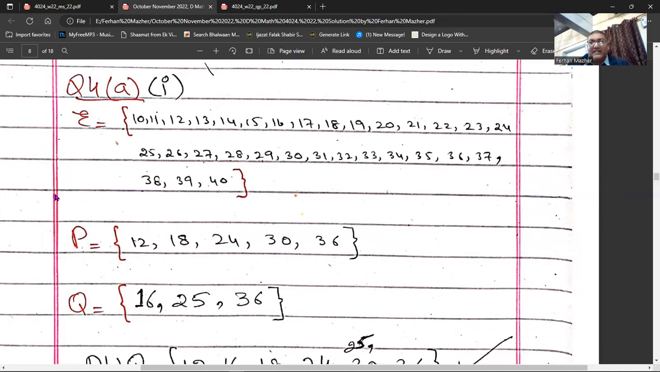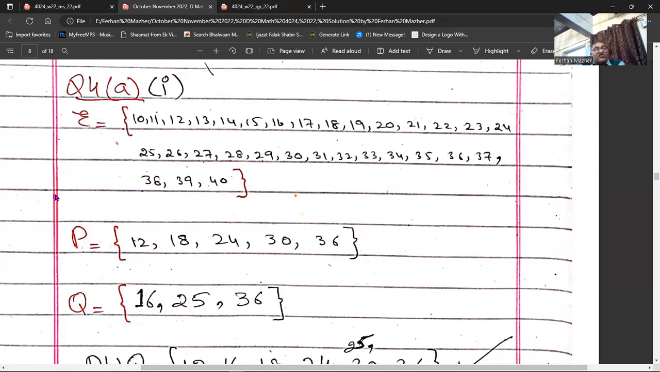So you can see I have written here the universal set, and now P will be the multiples of 6, and multiples of 6 means the table of 6, but more than 10 and less than 40. So it will be 12, 18, 24, 30, and 36. Q is the square numbers between 10 and 40, so 10 and 40 are included. That will be 16, 25, and 36.